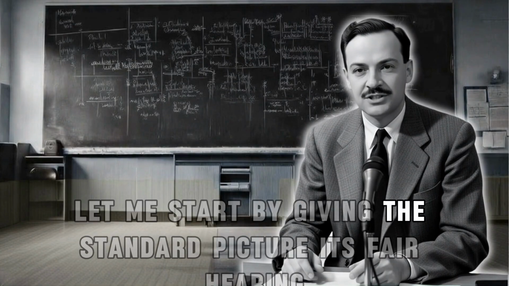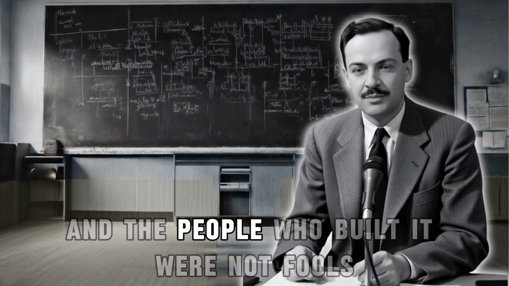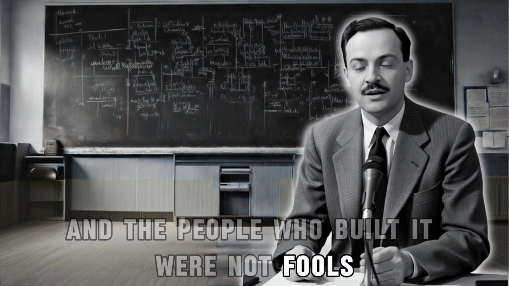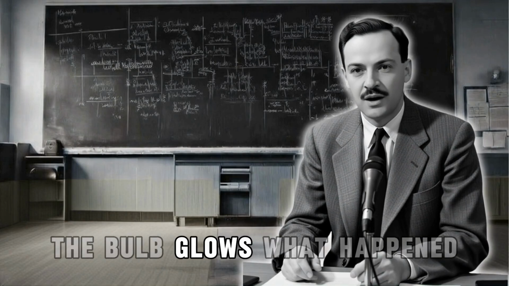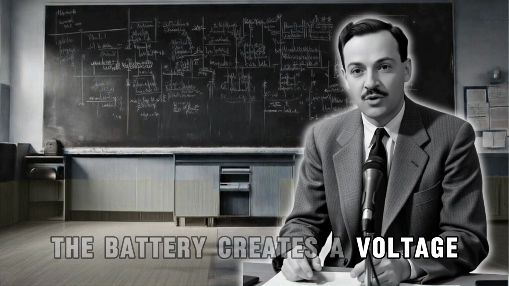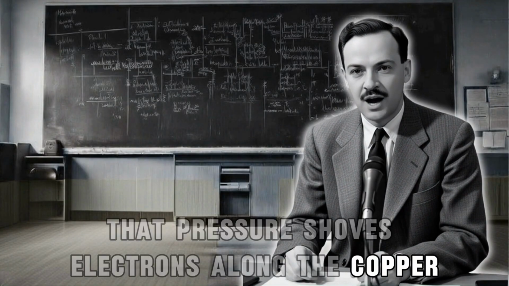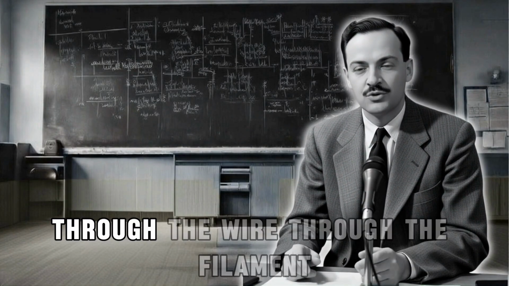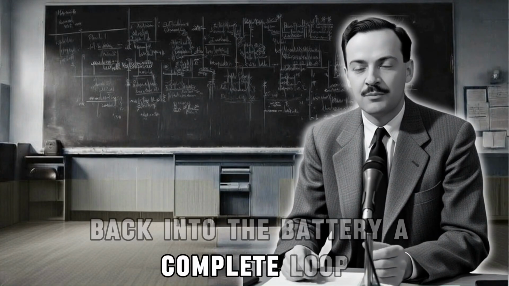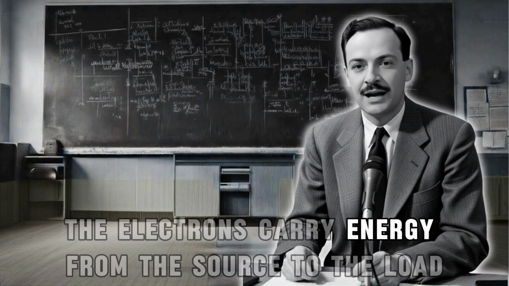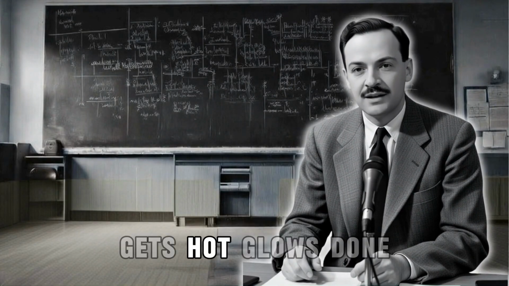Let me start by giving the standard picture its fair hearing, because it really is a lovely picture, and the people who built it were not fools. You connect a battery to a bulb with two wires. The bulb glows. What happened? The battery creates a voltage, a kind of pressure difference. That pressure shoves electrons along the copper. They flow out of one terminal, through the wire, through the filament, back through the other wire, back into the battery. A complete loop. The electrons carry energy from the source to the load. The filament resists their flow, gets hot, glows.